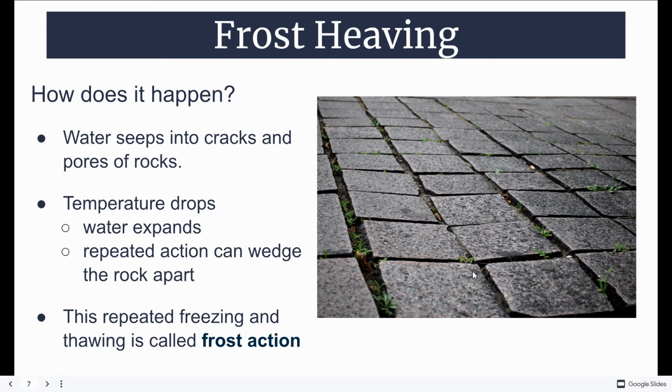The freezing and thawing is called frost action, and you can see in here these cobblestones are not very smooth anymore. You have some that are lifted up, some that are tilted, some look like they're sunk down. So this is not an even surface anymore because of all of that frost action happening.